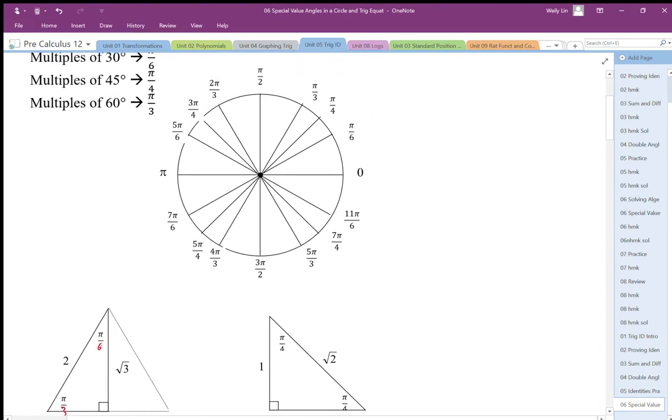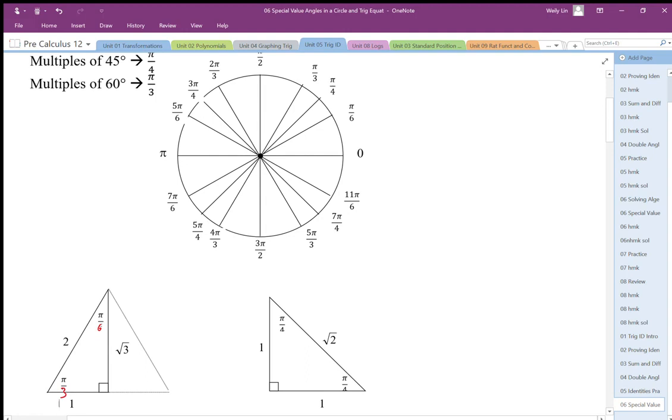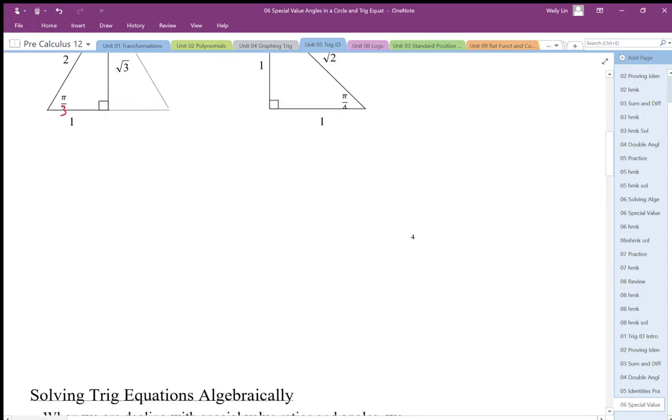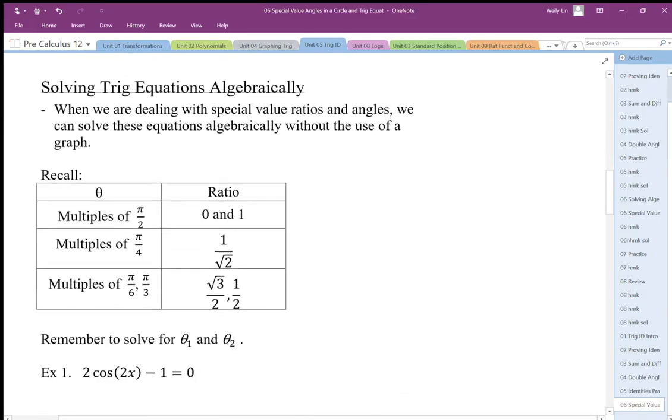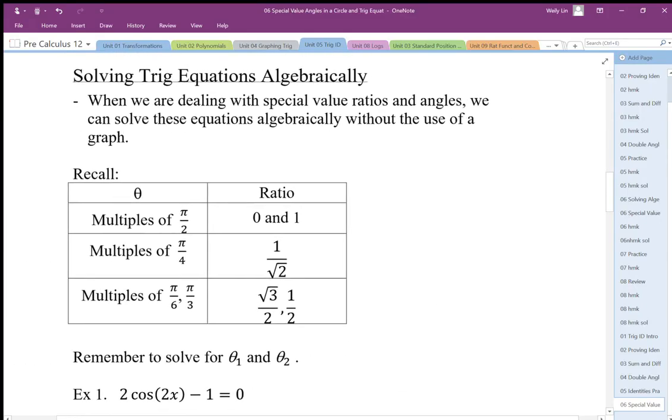You want to really know this circle, where the special angles are on the circle, not just for this unit, but for the previous units as well. For the circle trig unit as well, we did a lot of work on that. So we need to be very familiar with these ratios, or these two triangles, so we can solve trig equations algebraically.